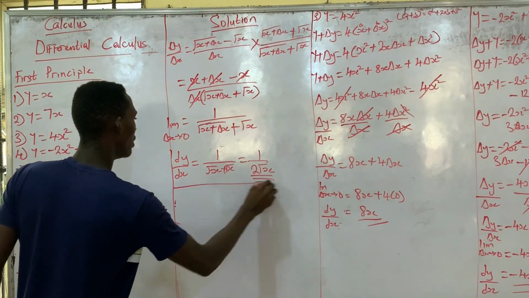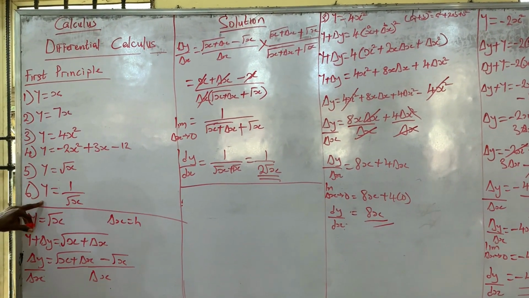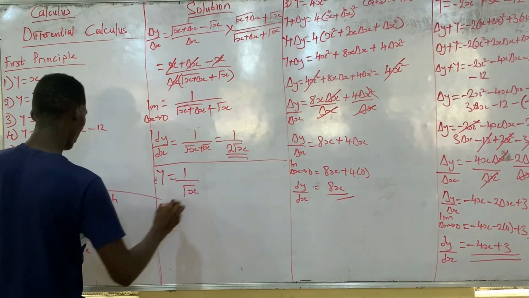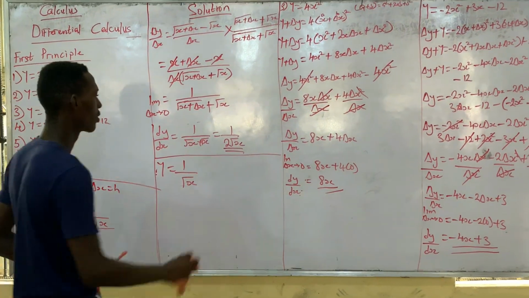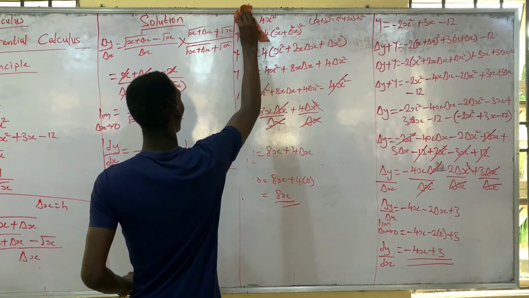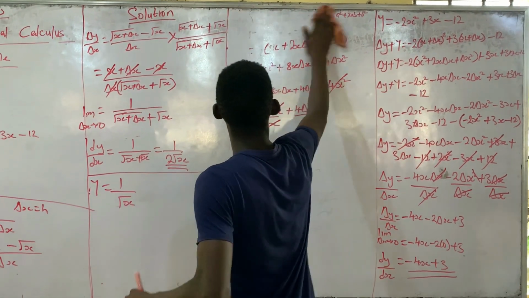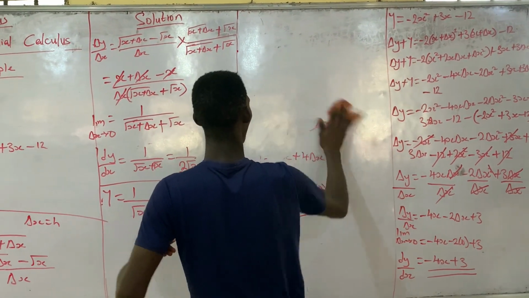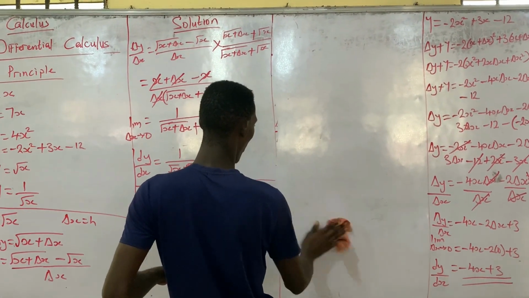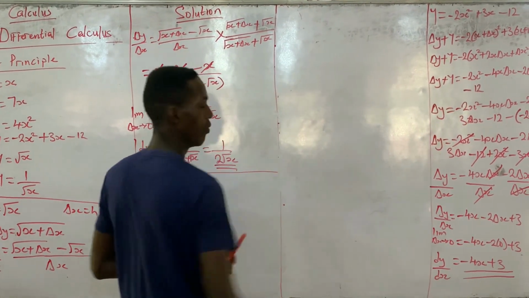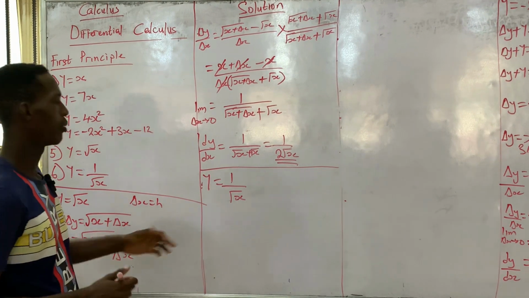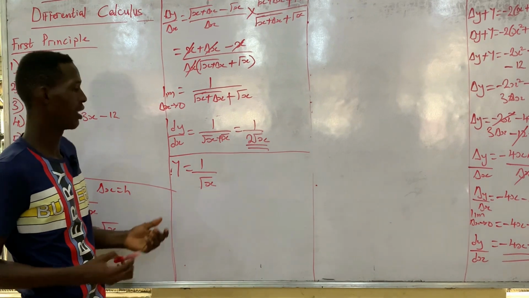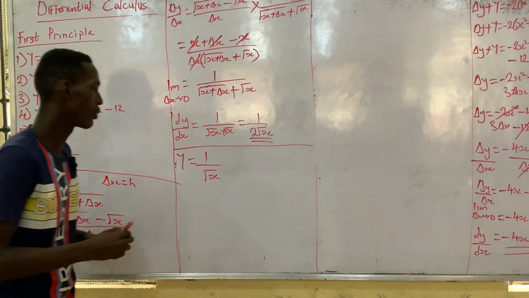Now, for the final one for today, which is y is equal to 1 over root x. Now, this is where I'll be ending the class for today. So let me solve this for you, or I might solve it to a point and give you guys to complete it for me. It depends on how I feel at the moment.